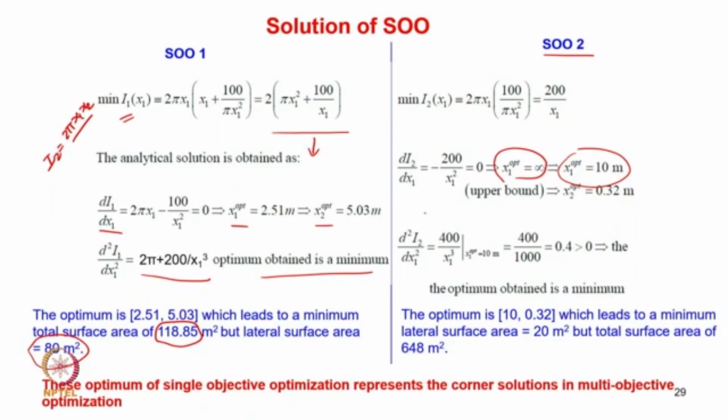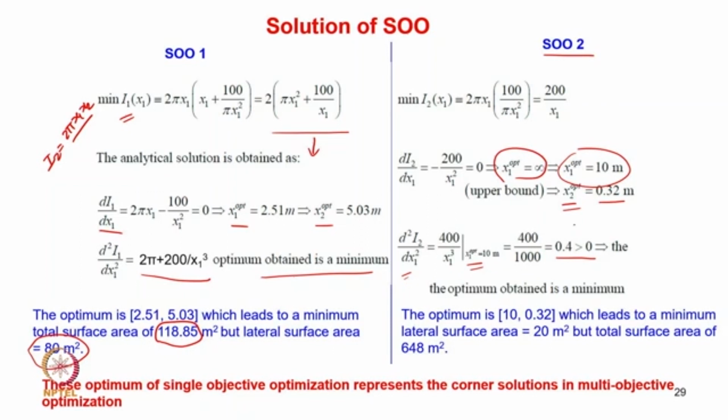If I put that x1 equals 10, I can obtain x2 comes out to be 0.32. Again, I can double differentiate this particular equation. We get 400 by x1 cube. I can put x1 optimum equals 10 here. That is a positive number. So clearly the obtained optimum is minimum.